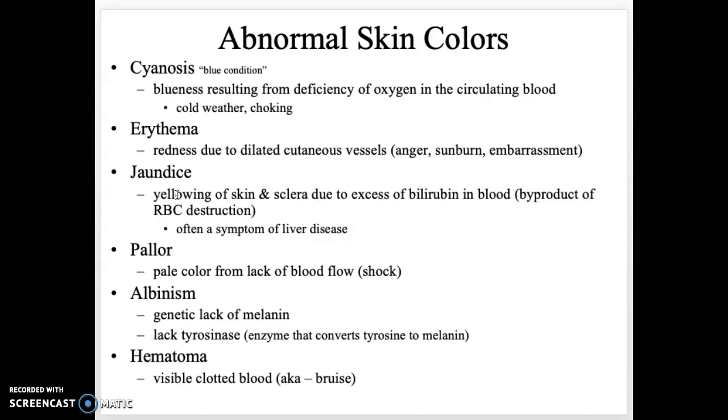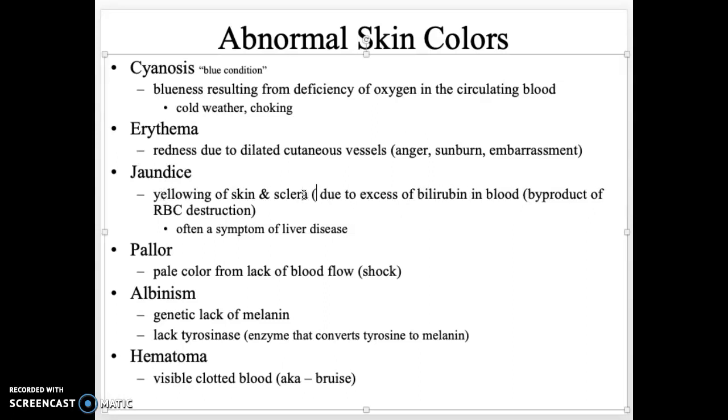Jaundice is the yellowing of the skin, and this is because of excess bilirubin. So your liver should be taking care of the bilirubin, but if there's damage to the liver, that bilirubin will accumulate in the blood and it has a little yellow tint to it. So individuals will appear yellow, and the sclera, the white of their eye, will appear very yellow. Pallor is paleness.